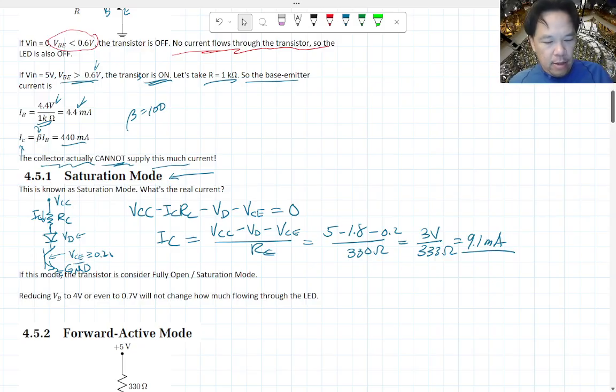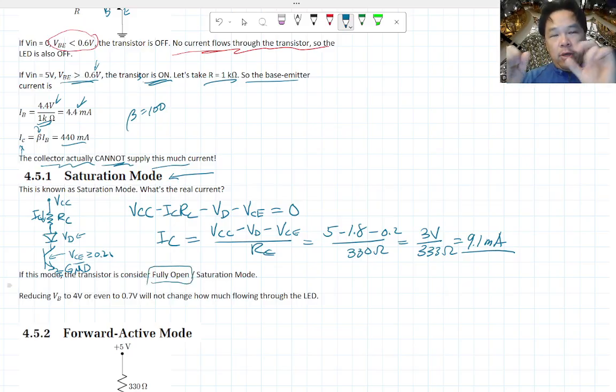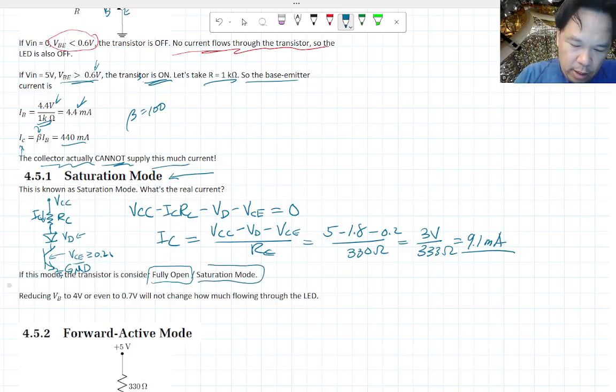transistor can do. But in this mode, the transistor is basically considered fully open. That means it's not limiting the amount of current. It's actually the resistor at the collector that's limiting current. And it's actually working in this mode called saturation mode.